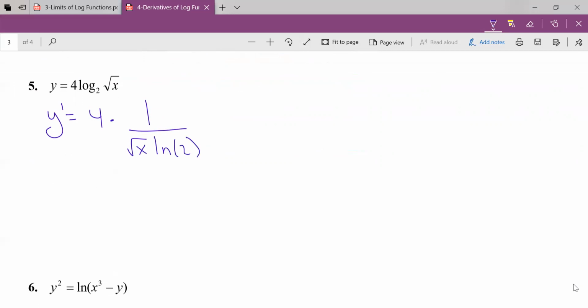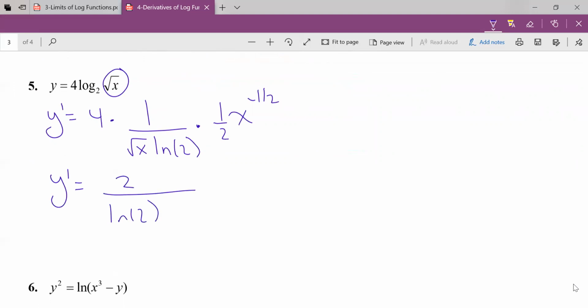But now what we have to do is take the derivative, chain rule. Take the derivative of that. Well, the derivative of the square root of x is x to the negative 1/2. And now we simplify. So 4 divided by 2 is 2. And natural log 2. And you see this x to the negative 1/2 is going to come down to the denominator and get multiplied with our other square root. Guess what we're going to have? X.